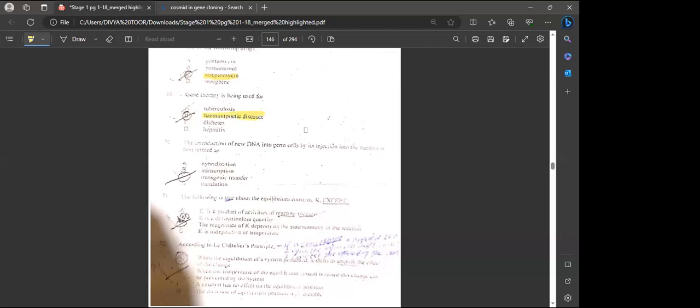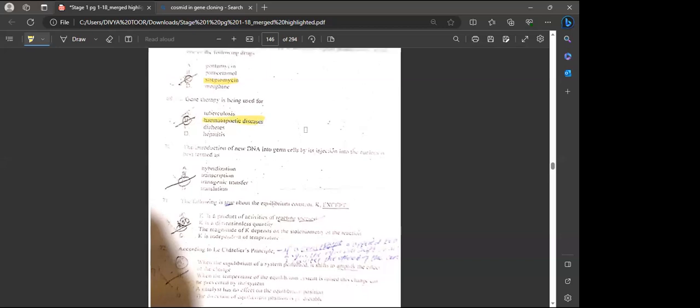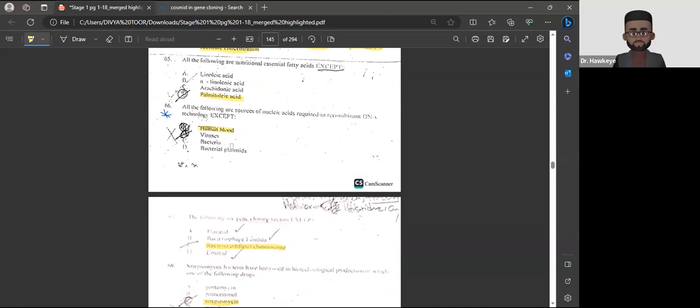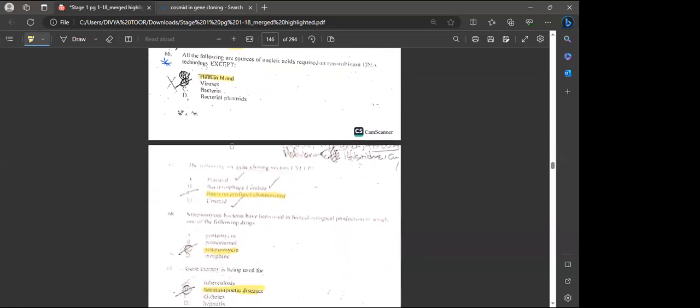Okay, all right. That question is about gene cloning vectors. I see bacteria is also a gene cloning vector. A bacterial artificial chromosome is also a gene cloning vector. What's the bacteriophage lambda? Actually, even that is also a gene cloning vector. They are all gene cloning vectors.